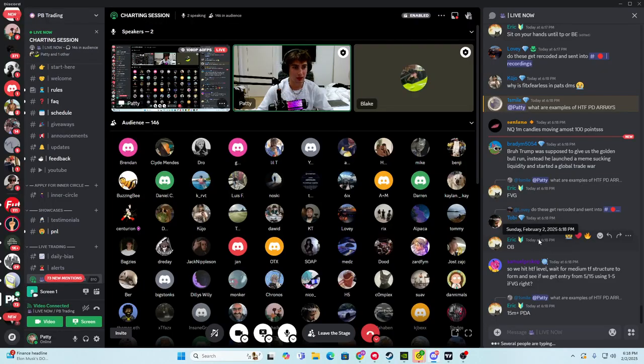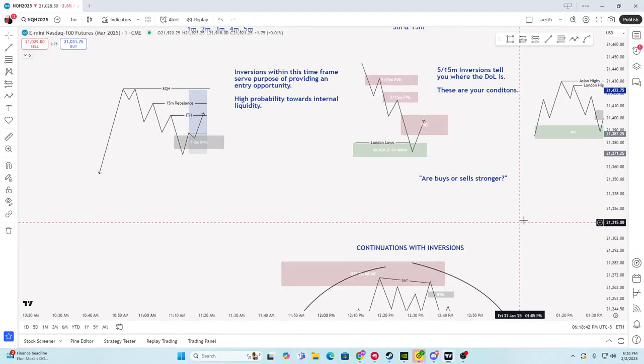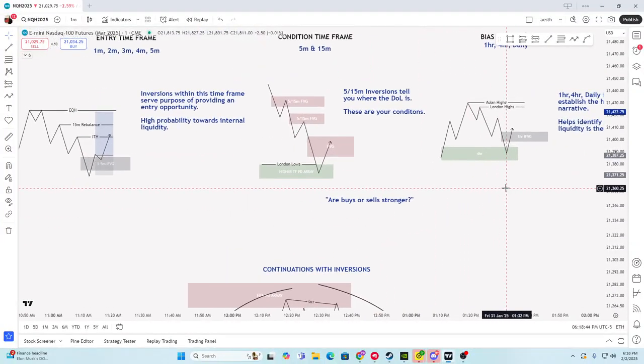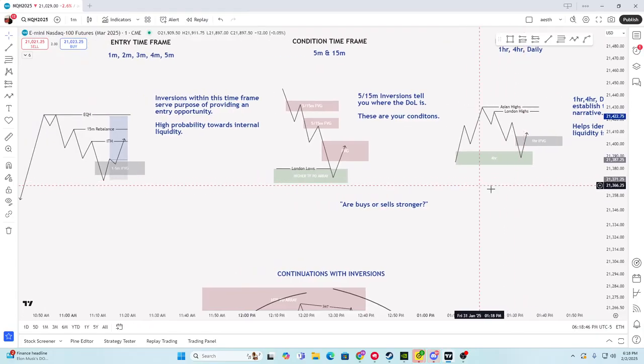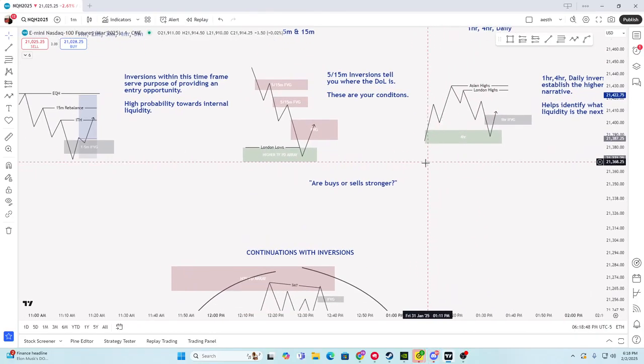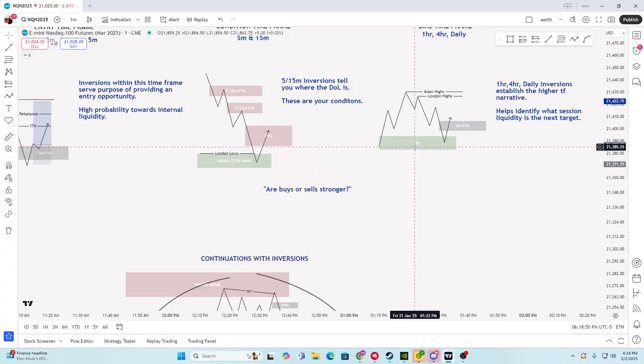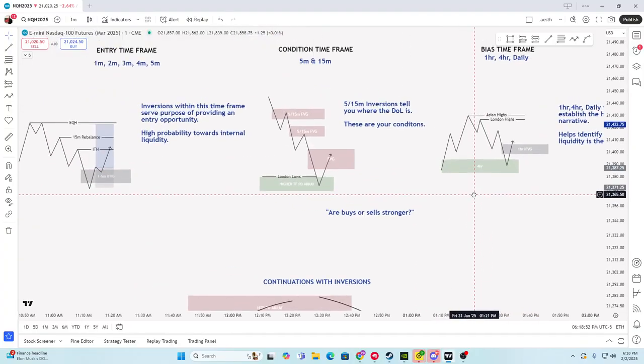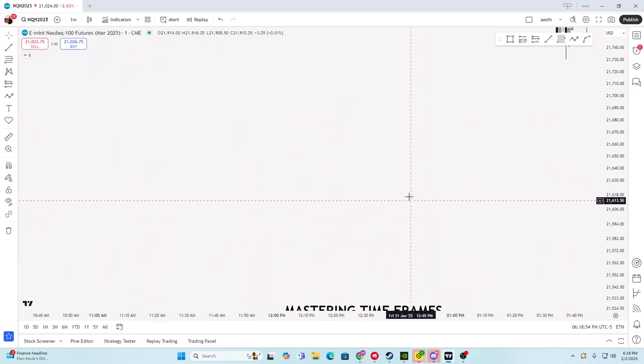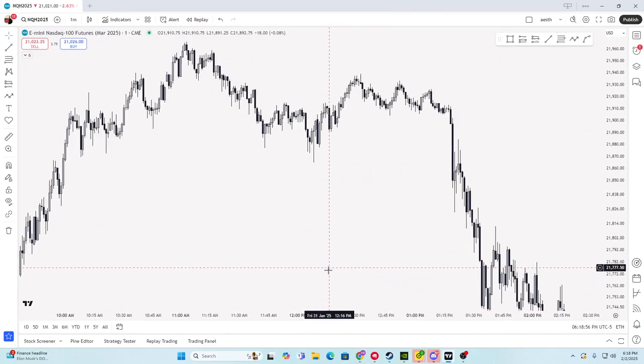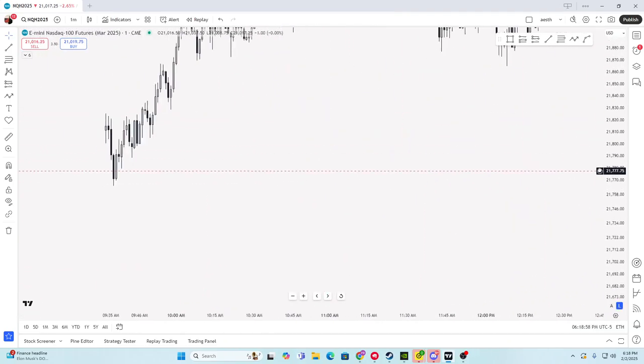So what are examples of higher time frame PD arrays? Like hourly, 4-hour fair value gap, OB, etc. Any ICT concept, but I like fair value gaps. In my opinion, they're the best indication of where price wants to go, but I use inversions as my entries.